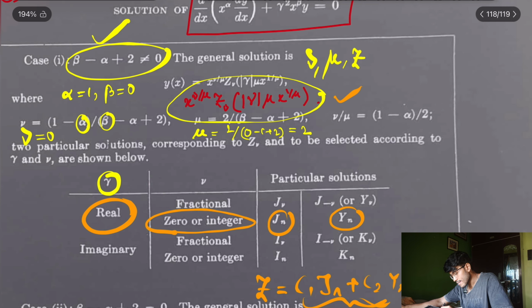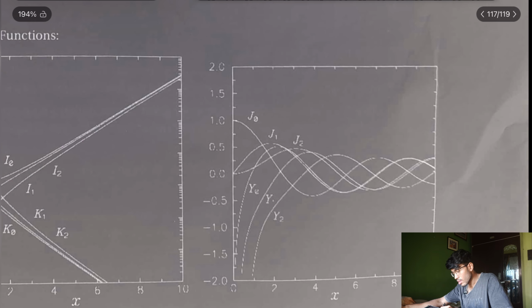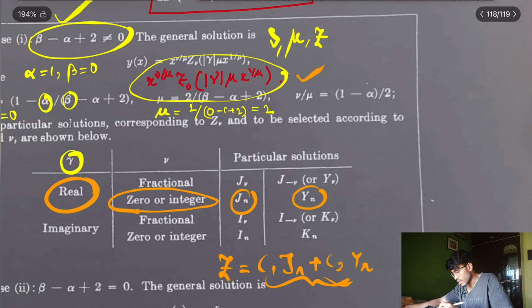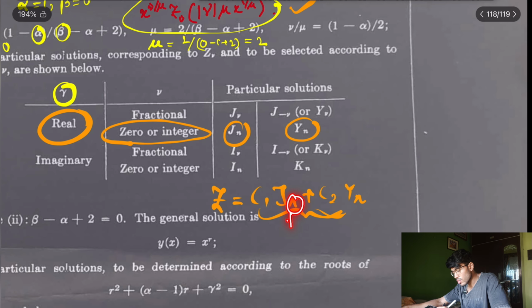Okay, another thing, J nu fractional, okay, that is fine. See, here if this nu is 0 or an integer, okay, then here this is z nu. Okay, that means this n is also equal to 0 here.